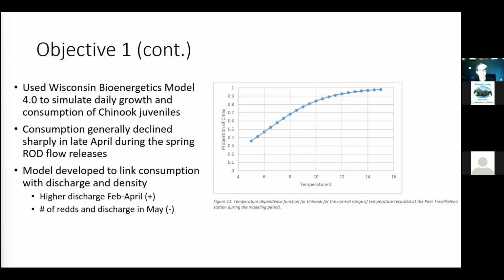And this model links consumption with discharge and density. It's positively correlated with a higher discharge in February through April, but it's negatively correlated with the number of reds and discharge in May. So basically when there's extra competition because of the number of reds, we use that as a surrogate for out migrants, because we have a lot of good data for that. So when we have lots of reds, we expect lots of baby fish and higher competition, which will lead to probably lower growth because of it.